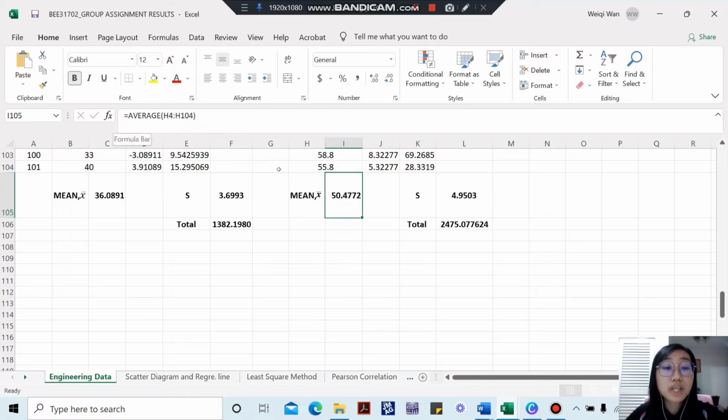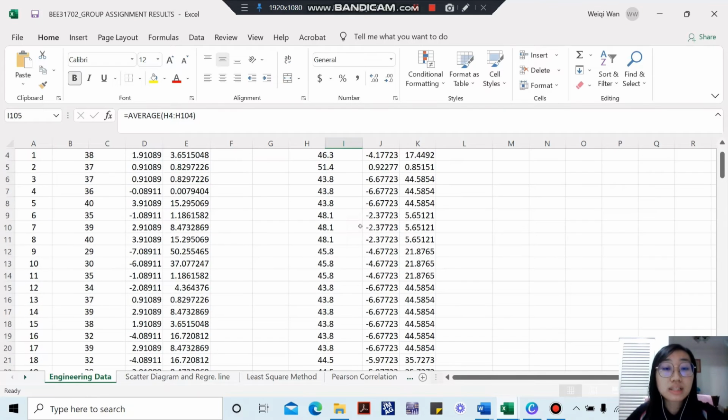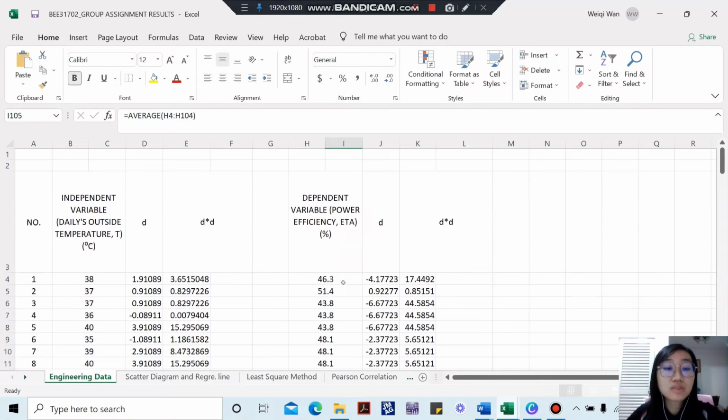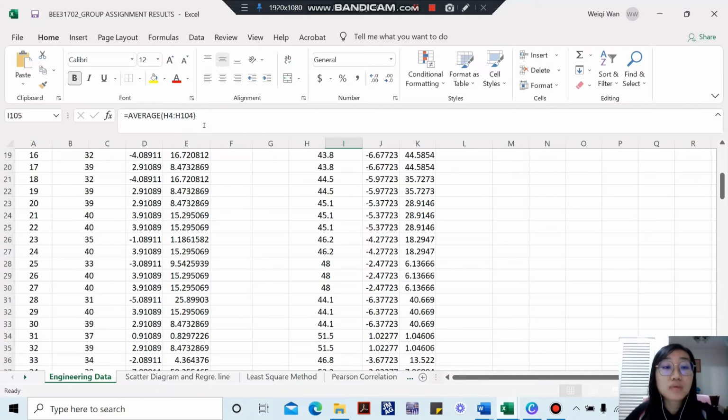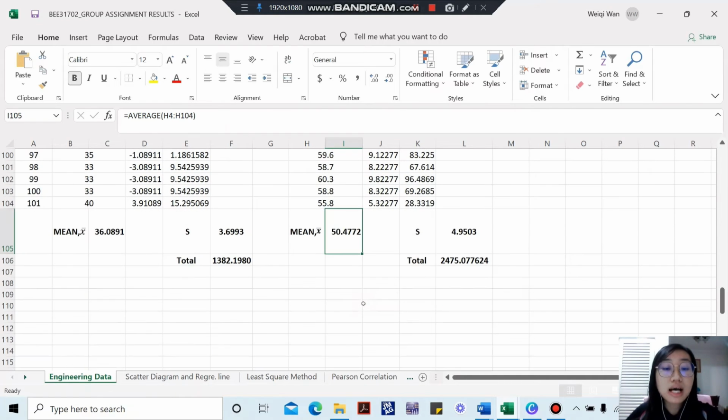For the average of H4, the first data for the power efficiency is 46.3, and H104 is the last data, which is 55.8. We will calculate and divide by the 101 data, and we will get 50.4772.